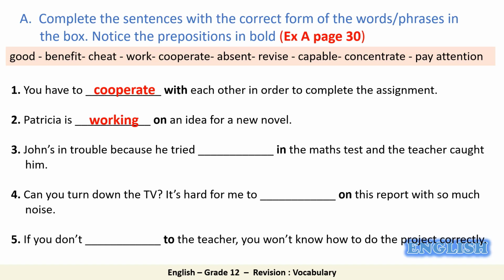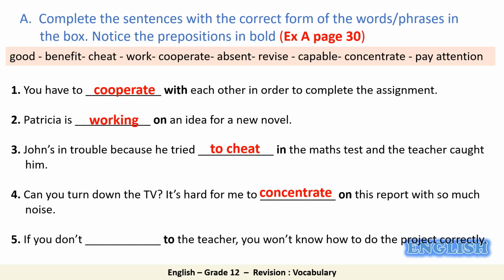John is in trouble because he tried in the maths test and the teacher caught him. Here, John tried to gain something with dishonesty. He tried to cheat in the maths test. Very good. Number 4. Can you turn down the TV? It's hard for me too on this report with so much noise. So the noise made it hard for him to concentrate on this report.